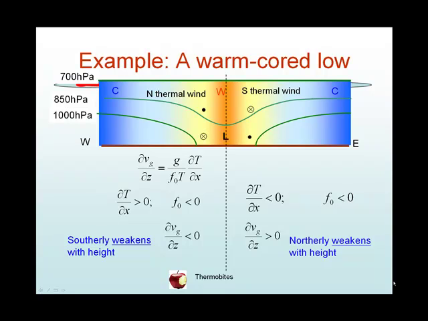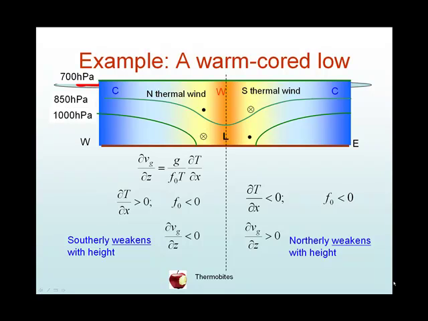Now looking on the eastern side of this low pressure system, we see that the temperature decreases in the increasing x direction. So delta T is negative where delta x is positive, so partial dT/dx is less than 0, and because f0 is less than 0, the term on the right hand side is positive. So dVg/dz is greater than 0. At the surface we have a northerly, and because dVg/dz is greater than 0, it means that the northerly weakens with height, and eventually we establish a southerly.